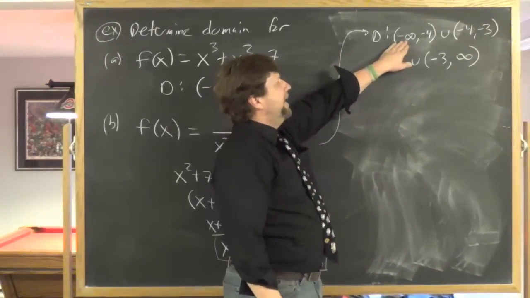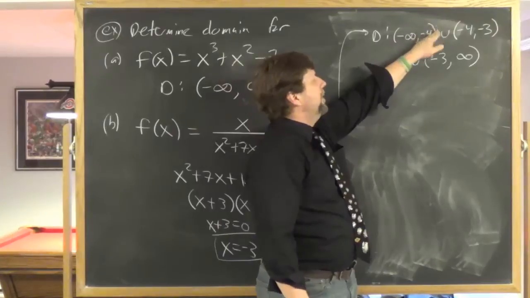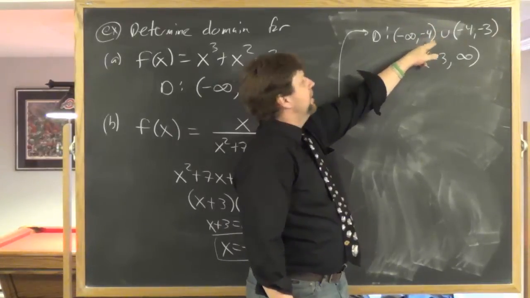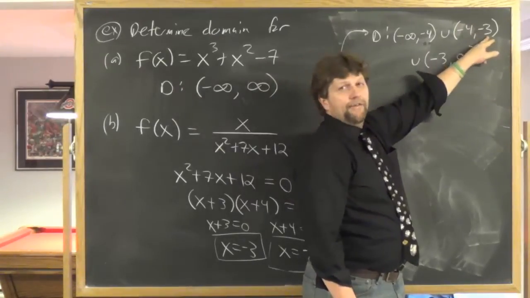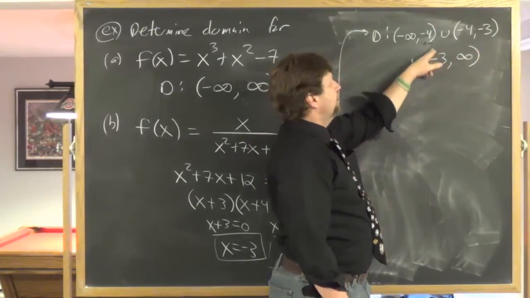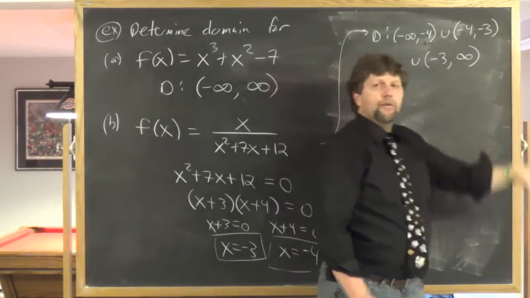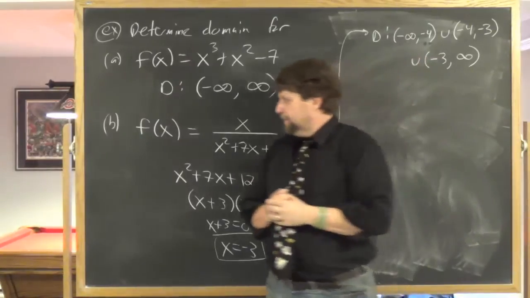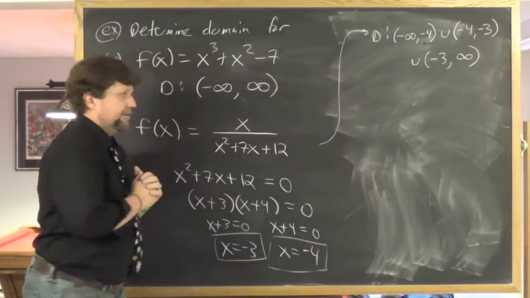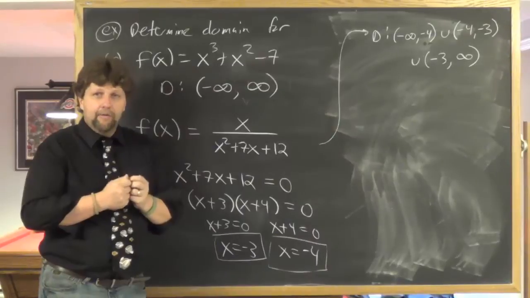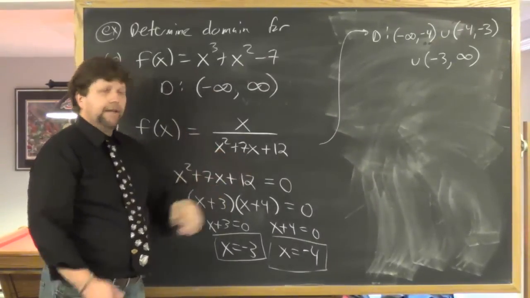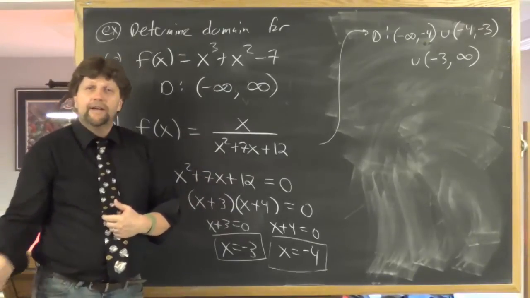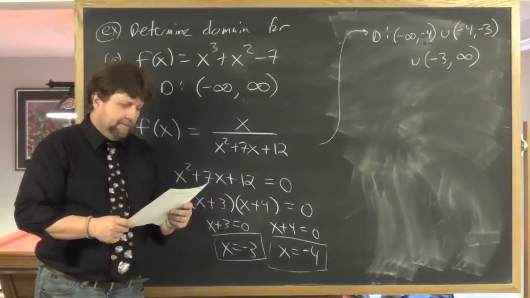So any real from -infinity to -4, nope, don't include -4. Union with, nope, don't include -4 up to -3. Parenthesis means don't include -3. Union with, don't include -3 all the way up to positive infinity. That would be the domain of this function. I can put in any value I want for x, except I can't put in -3, I can't put in -4, because those values of x make the denominator equal to 0.